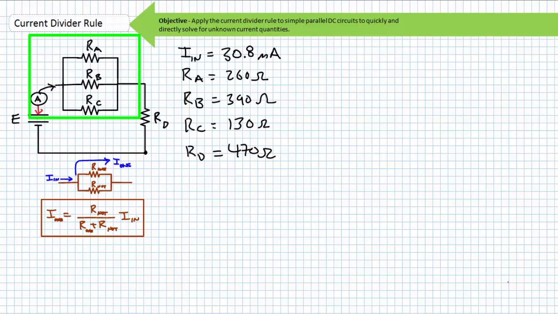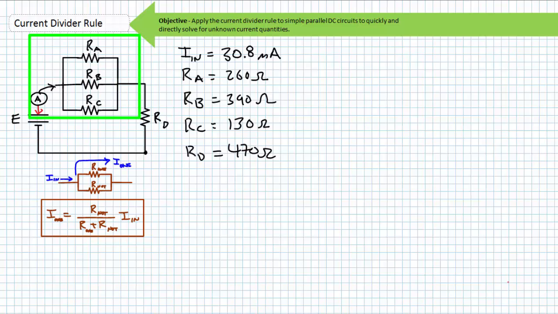Let's use the general use CDR to solve for IB, the current through the largest resistor. The CDR states that the current through the resistor I'm interested in is equal to the resistance of the one that I'm not interested in divided by the summation of the two resistors times incoming current. Uh-oh, we don't have two resistors. We've got 3 resistors. How can we use the general use CDR formula for this scenario?